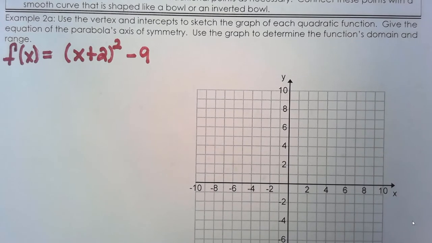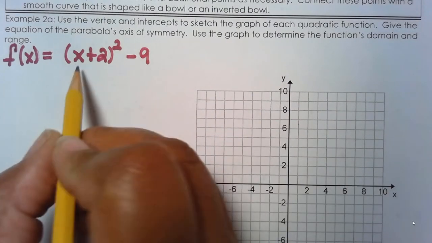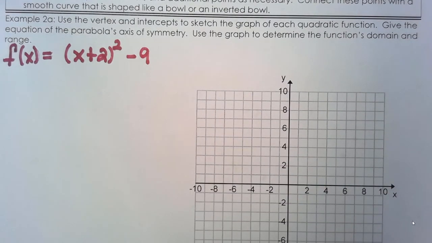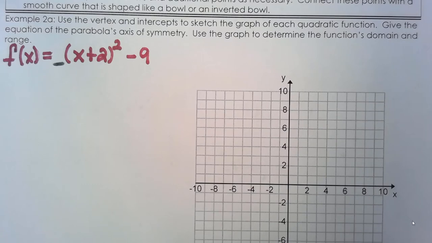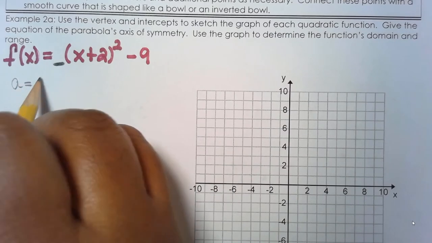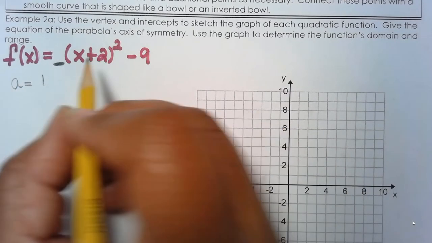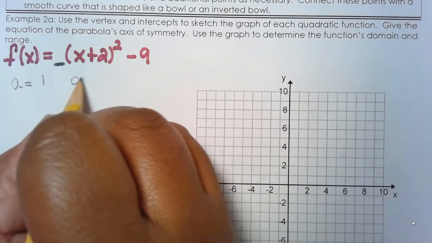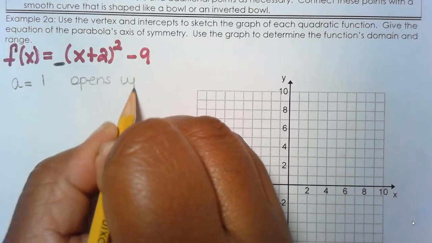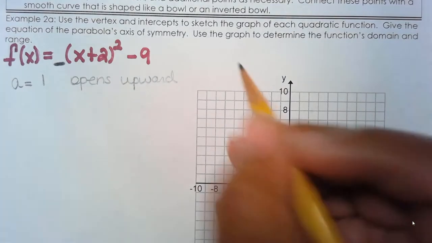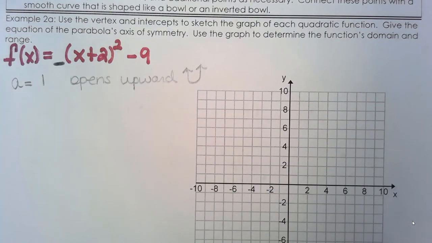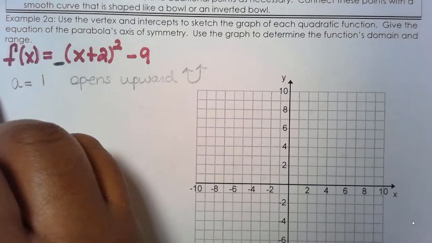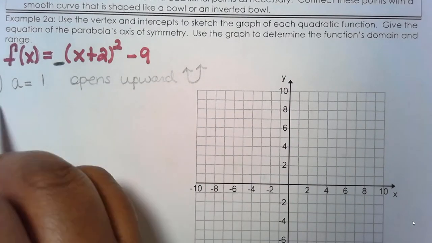So now, first of all, we want to determine if this parabola opens upward or downward. Because there is no visible number in front of the quantity of x plus 2, it's an understood 1. So our a here would be 1. So this tells us that the parabola will open up. It opens upward. So you have a visual as to what this parabola should look like and in which direction it will open up.